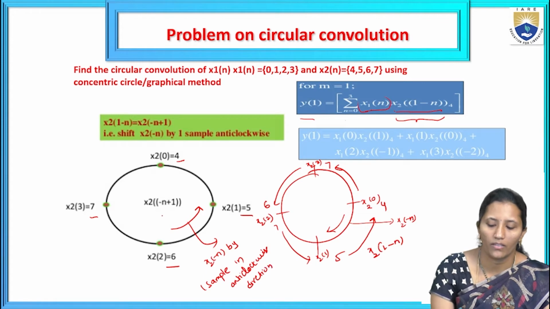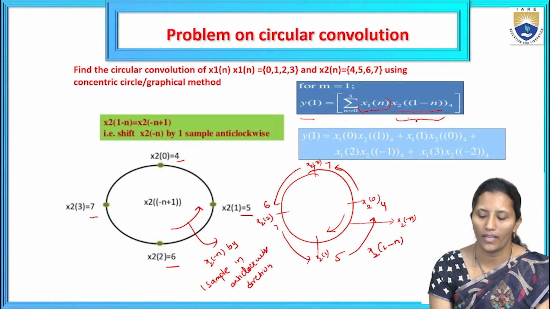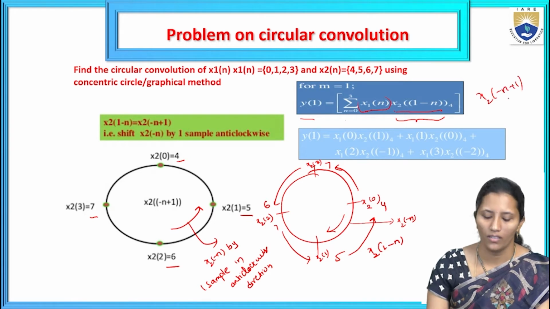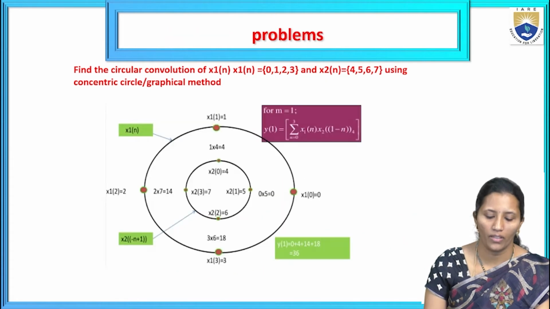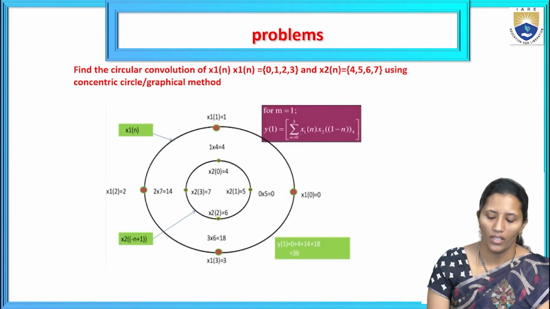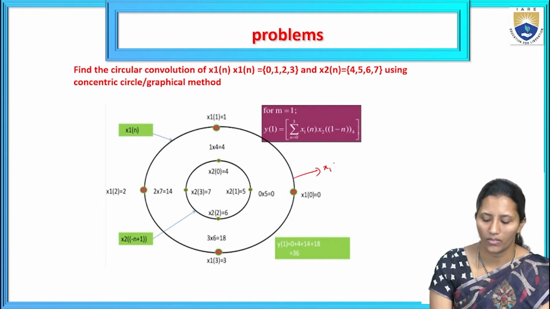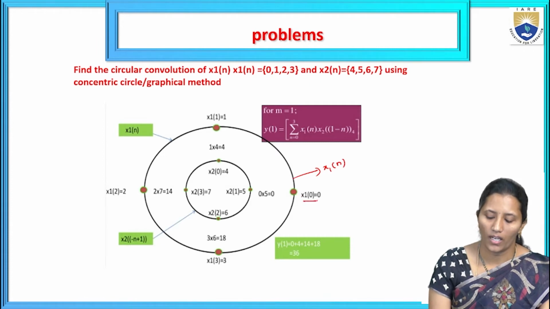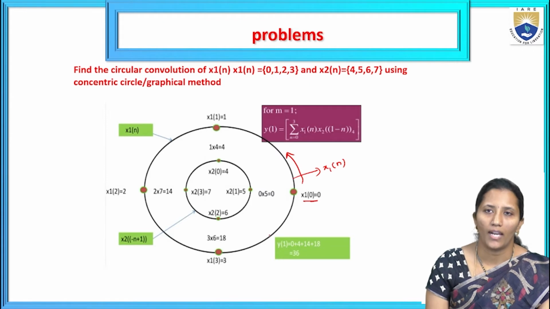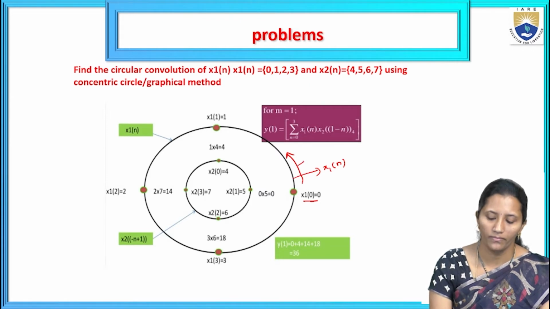Then we are getting x2 of 1 minus n, which we can write as x2 of minus n plus 1. So how do we get the y of 1 value? To get the y of 1 value, take two concentric circles. The outermost circle is for x1 of n. We should not change the values here. The starting index is from here and we have to plot the values in the anti-clockwise direction.